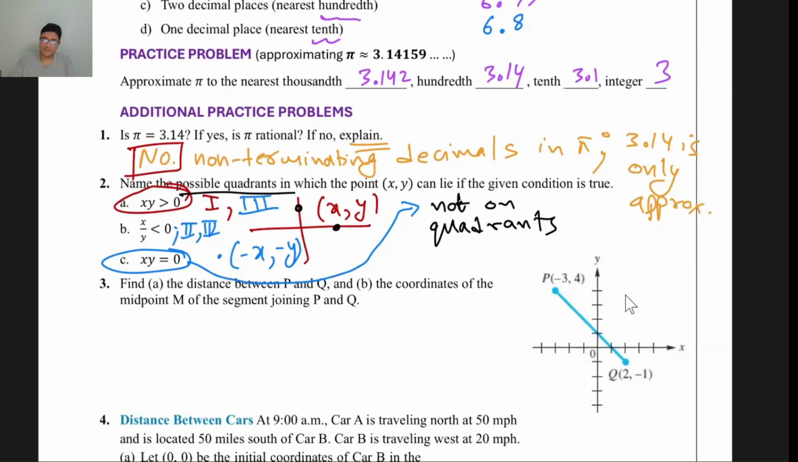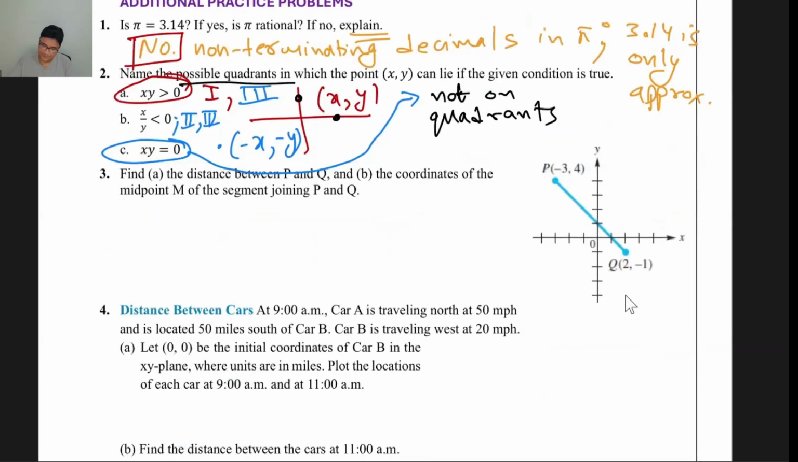Okay, those are on the axis, what you call coordinate axis, not in any quadrant. Let me put it that way. Okay.